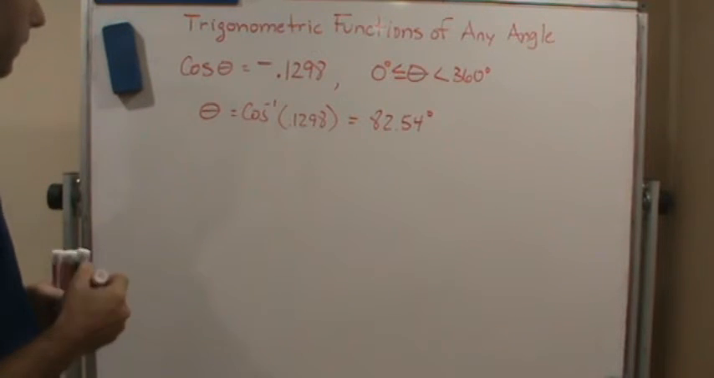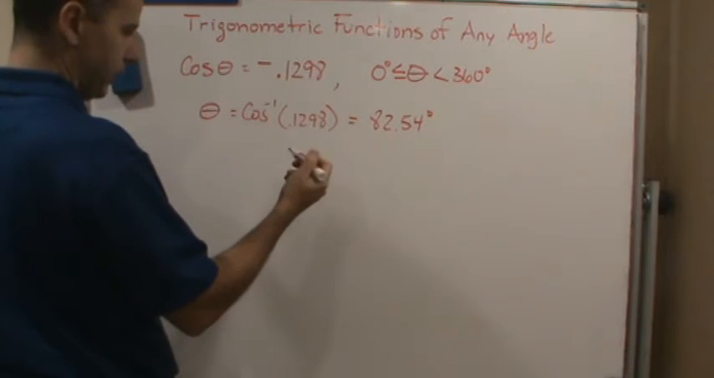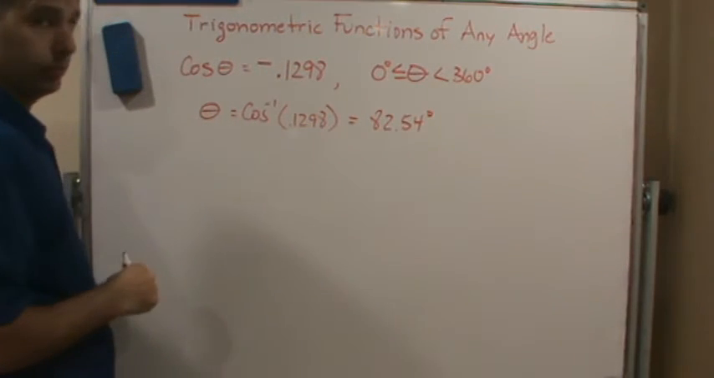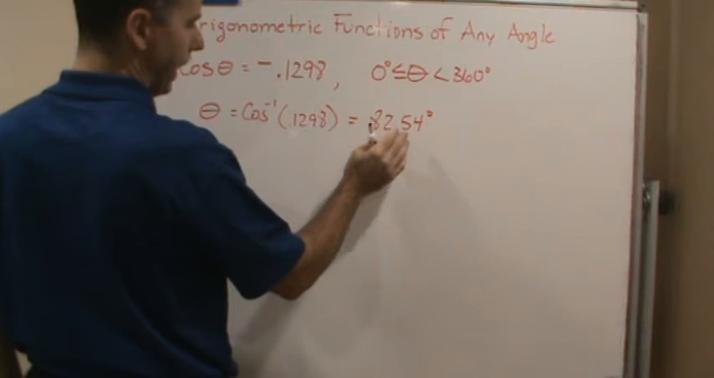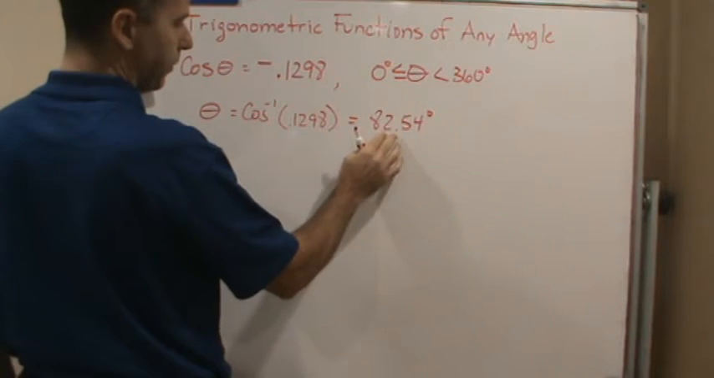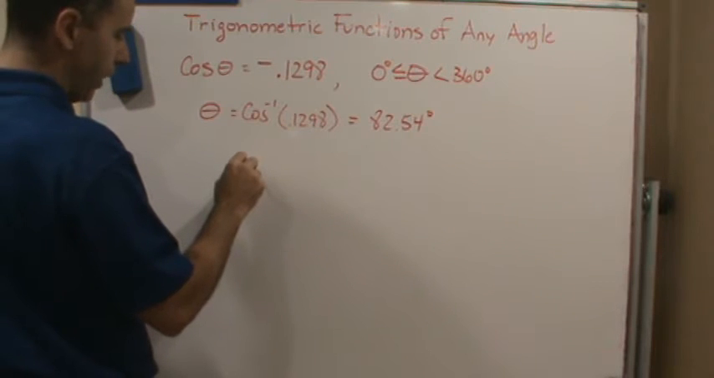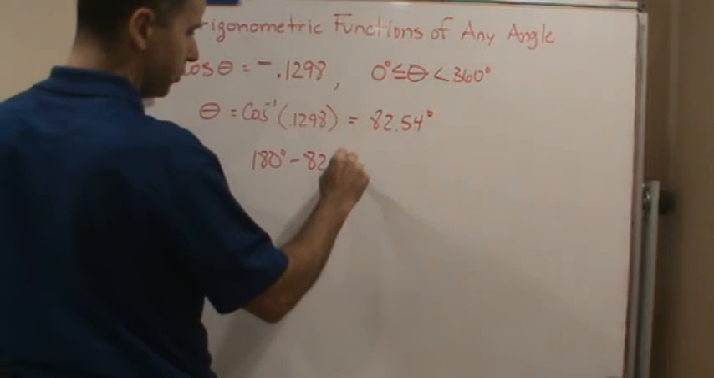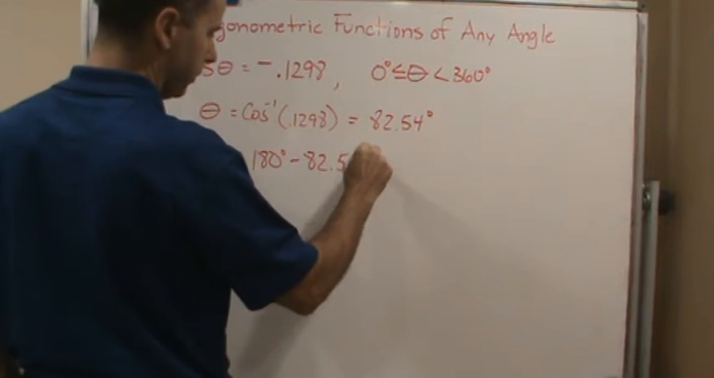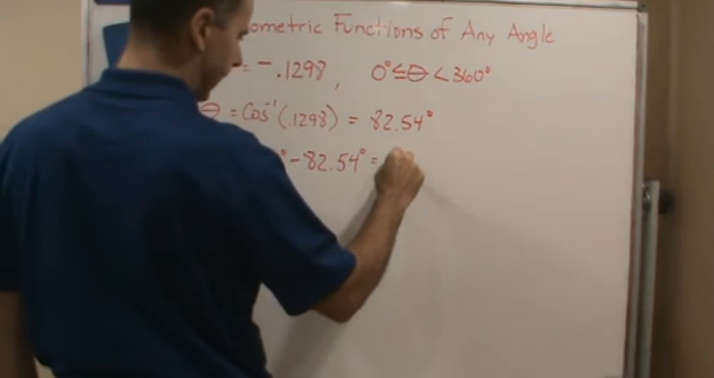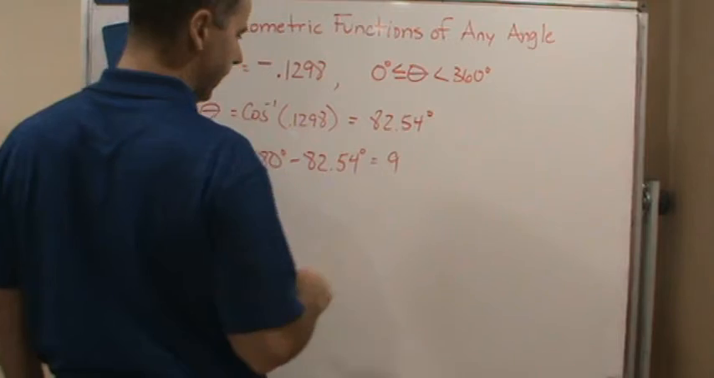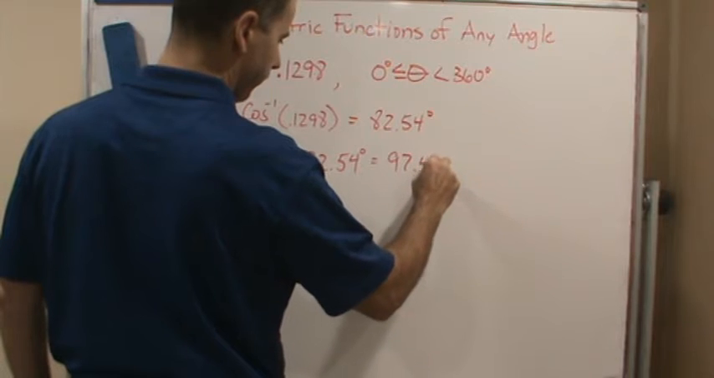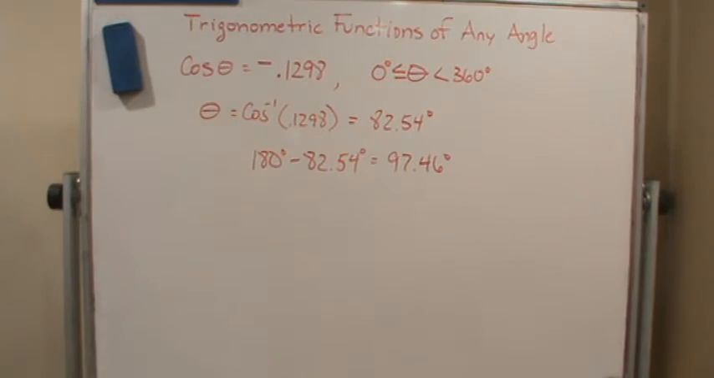So to get the second quadrant angle, we would have to subtract this from 180. We would take 180 degrees minus 82.54 degrees, and that's going to give us an angle of 97.46 degrees.